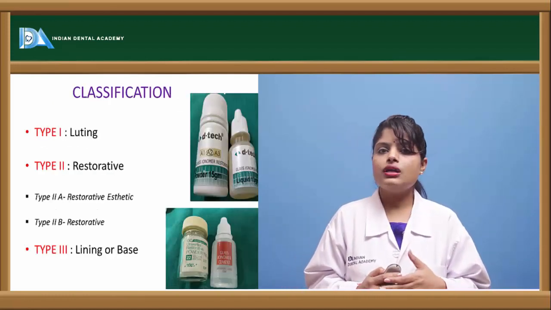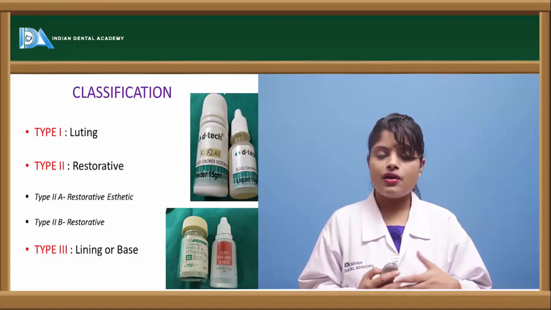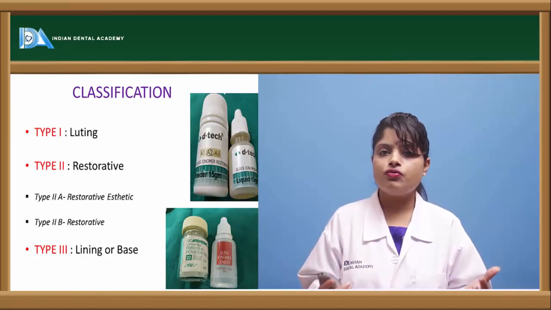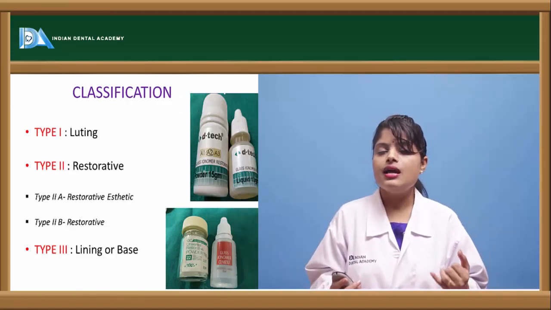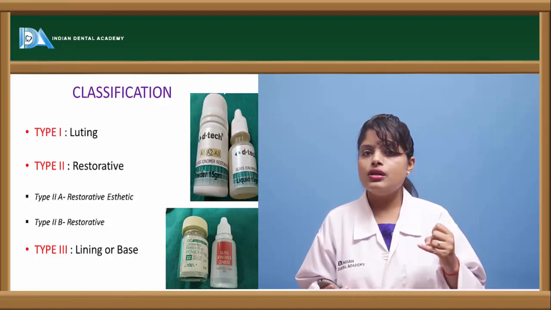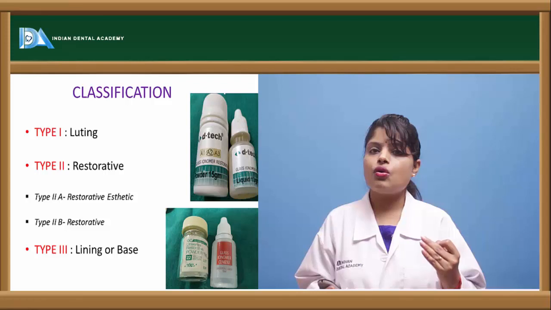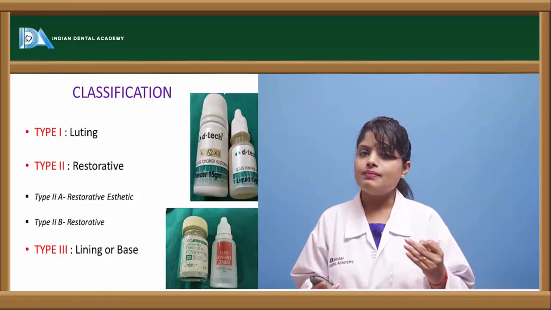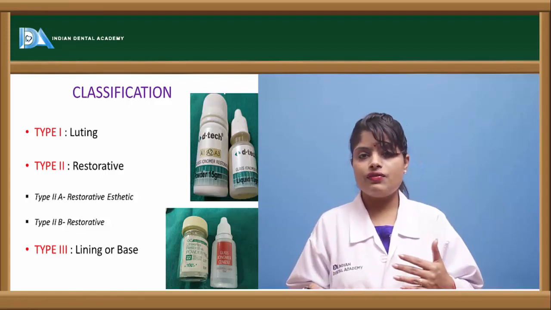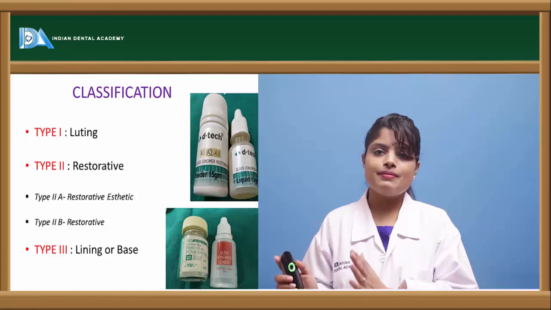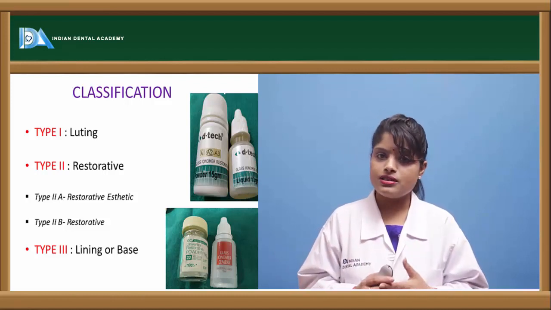Next, coming to the classification. Various classifications have been put forward for glass ionomer cement. Type 1 is called luting cement, type 2 is called filling cement, and type 3 is for liners and bases. There is another classification in which there are 9 types or classes of glass ionomer cement.